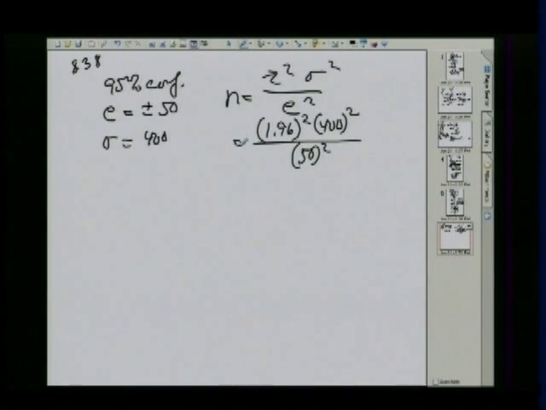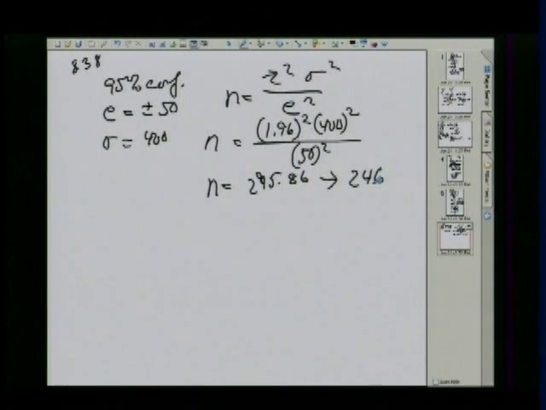So to find N, I've got to multiply all those and then divide, and I come up with, for this problem, 245.86. Okay, now remember, 245.86, I want to round up, so that's going to give me 246. So my answer to part A is I need a sample size of 246 observations to be 95% confident that my answer is within plus or minus 50, given that the standard deviation is 400.